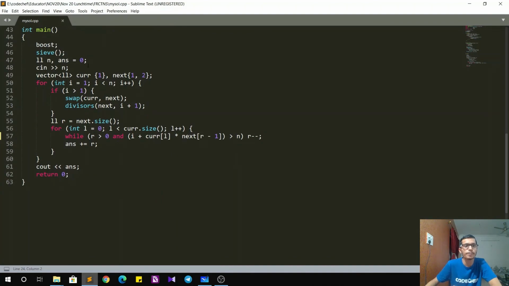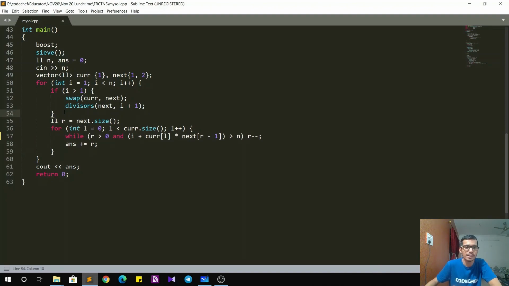continuing with our code, we take the input of n and initialize an answer variable to 0. Then I have set current and next as two vectors containing the divisors of the numbers 1 and 2 respectively. So initially my a would be 1. The divisors of 1 are simply the number 1, and the divisors of 2 are 1 comma 2. So I store the divisors in these vectors known as current and next, and just ignore these 3 lines for now and focus on these 4 lines.